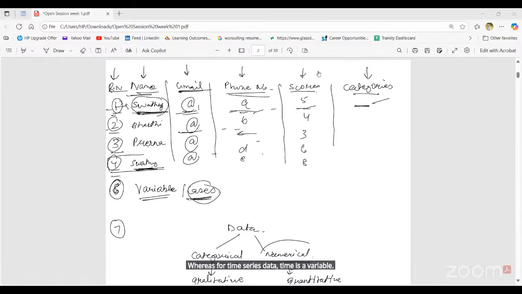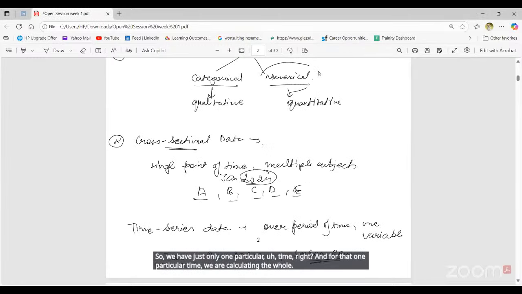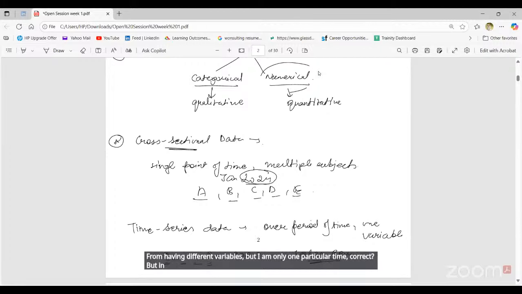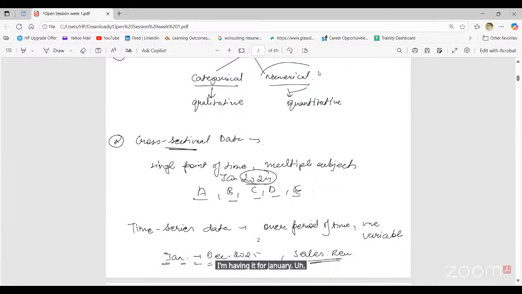For cross-sectional, how is time a case? Because we have a single particular time where we are analyzing that data. Whereas for time series, we are including the particular month or whatever we are analyzing. So we have just one particular time, and for that one time we are calculating the whole thing. Let's suppose I'm calculating the revenue of different companies. I have different variables, but one particular time. But in time series data, I have different times: January, February, March, and everything, and only one variable, which is the sales variable.